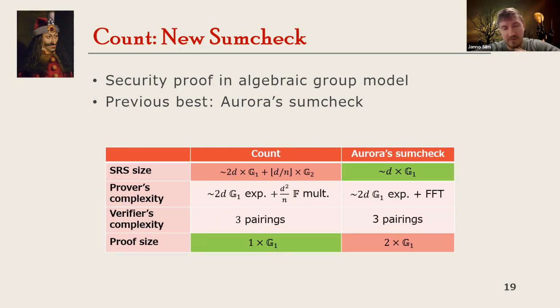So here is the rough comparison. In the SRS size, we are worse. We're about double. The prover's complexity is somewhat hard to compare without an implementation. The verifier's complexity is the same, and in proof size we improved, from 2 group elements to 1 group element.